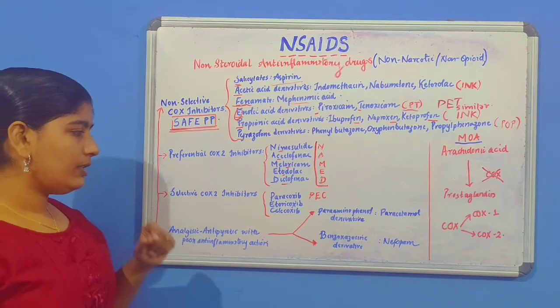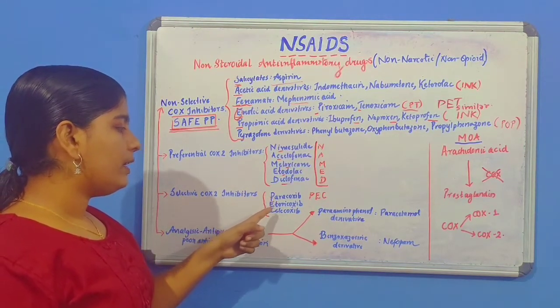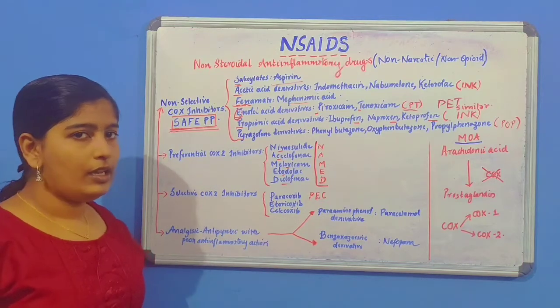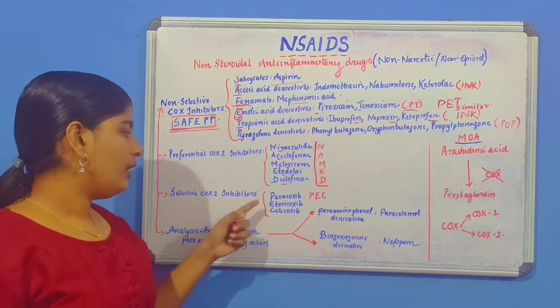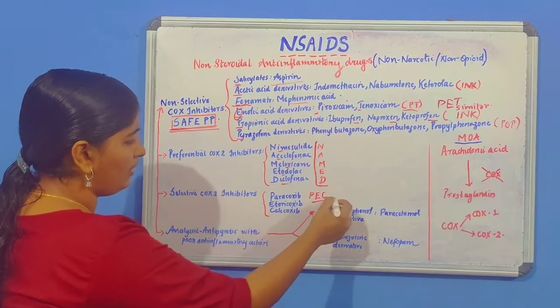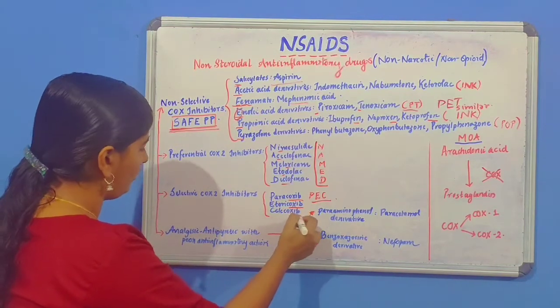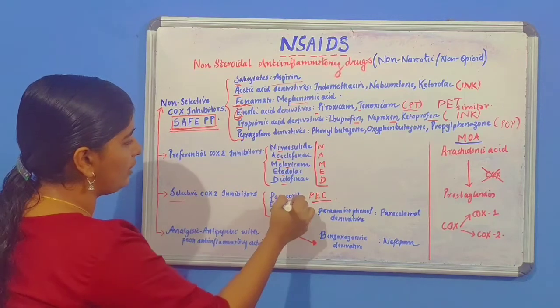Selective COX-2 inhibitors include parecoxib, etoricoxib, and celecoxib. They can be remembered by PEC, or at least remember that all end with coxib. Selective ones all end with coxibs.